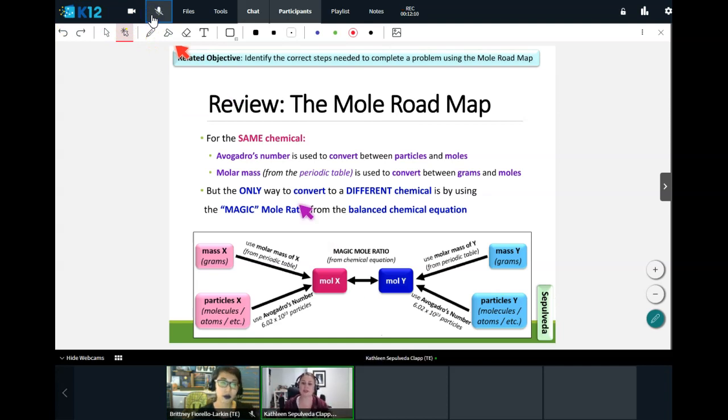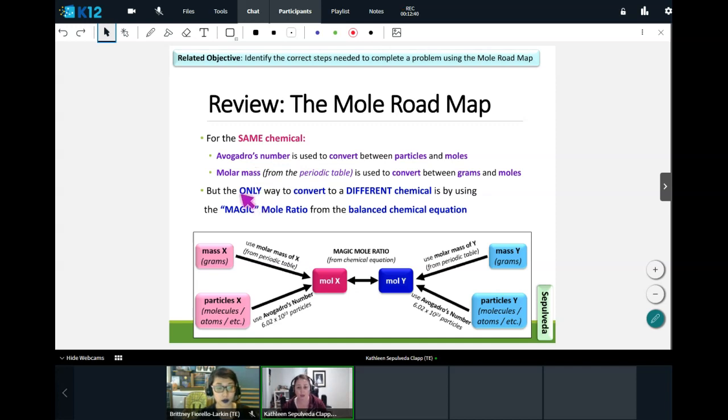So let's go ahead and do a little review of the mole roadmap. This is something we should be very familiar with because we've been working with it for the past week. For the same chemical, Avogadro's number is used to convert between particles and moles. Molar mass, from the periodic table, is used to convert between grams and moles. Grams and moles, this is particles and moles, so make sure you decipher that.